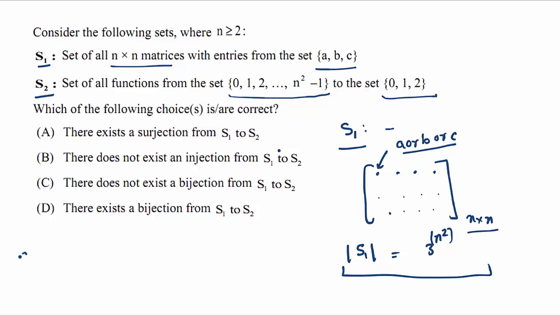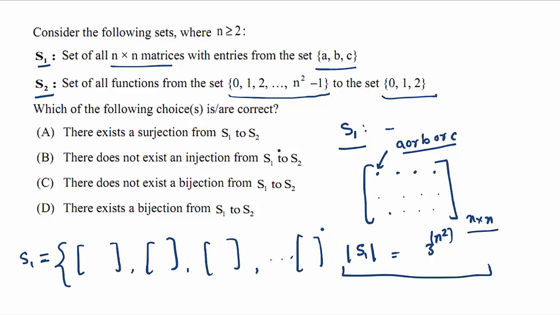So how would S1 look? S1 will look like this. There is one matrix, there is another matrix, and another matrix, something like that, right? And there are a total of 3 power n square matrices. Every entry of each matrix is either A or B or C, and the matrices are of n into n dimension. So I hope S1 is clear. The cardinality of S1 is 3 power n square.